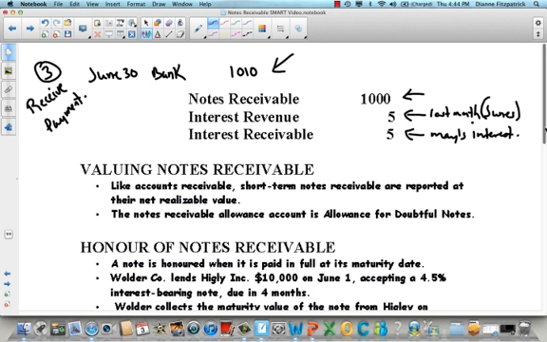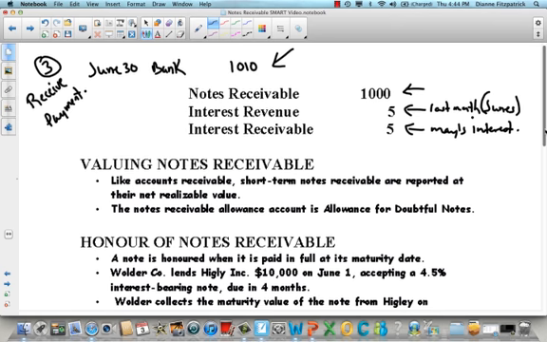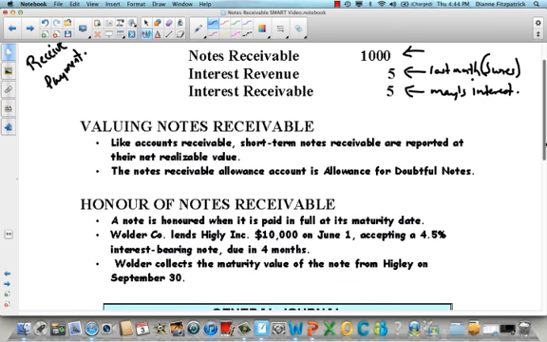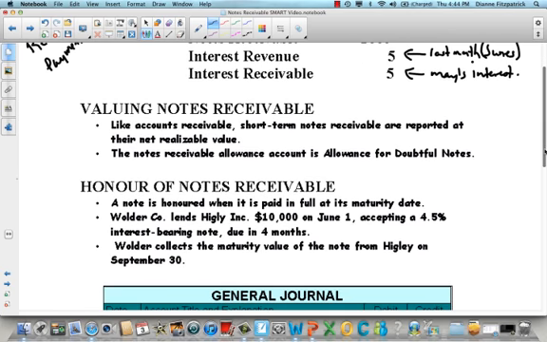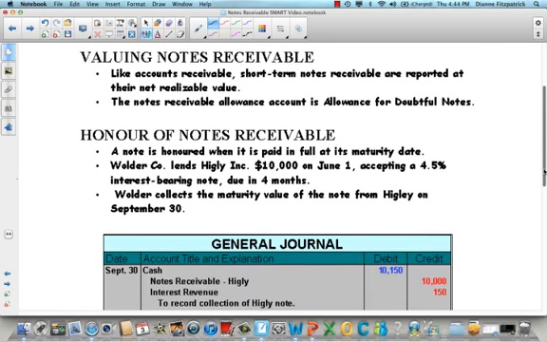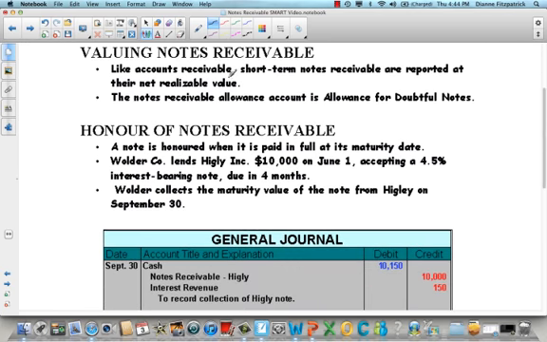Okay, so that was recognizing, and that included honoring of a note here, and also taking the accrual into account because the year end fell in the middle of that 2 months. Now let's talk about valuing notes receivable. Like accounts receivables, remember we talked about valuing them using the percentage of sales, percentage of accounts receivable method. We do the same thing because sometimes we don't always collect the money.